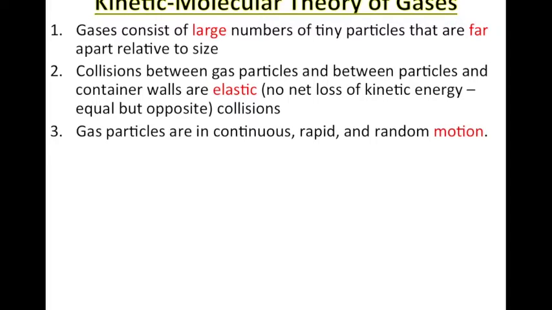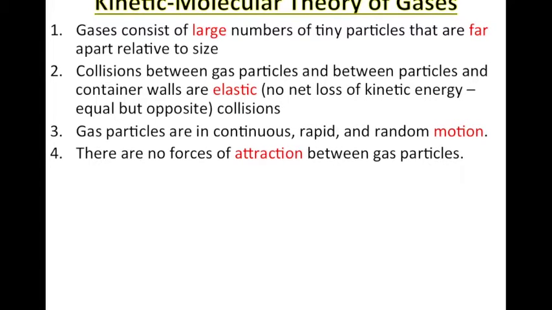So they won't all start to slow down and eventually slow down completely, and they won't all speed up exponentially either. So 3, gas particles are in continuous, rapid, and random motion. So gas particles are continually moving around quickly, relatively, and their movement is very random. It has no method or uniformity to it. The fourth part says there are no forces of attraction between gas particles. So as they're moving past one another, they will not be attracted. One is not pulling the other towards itself.